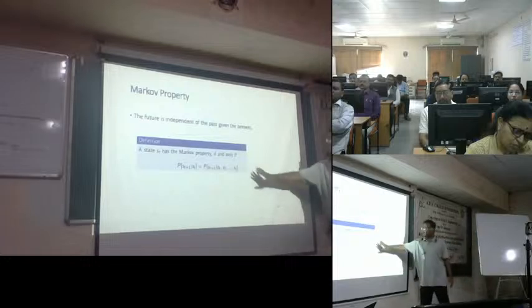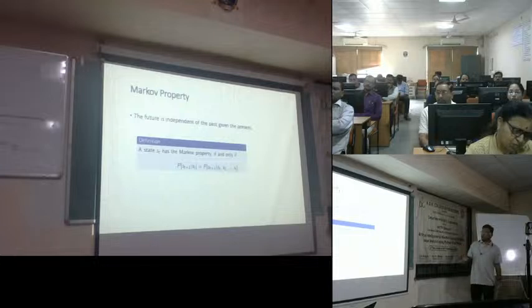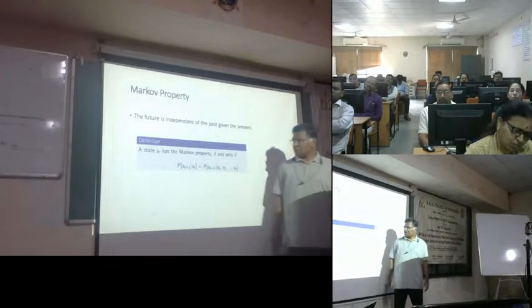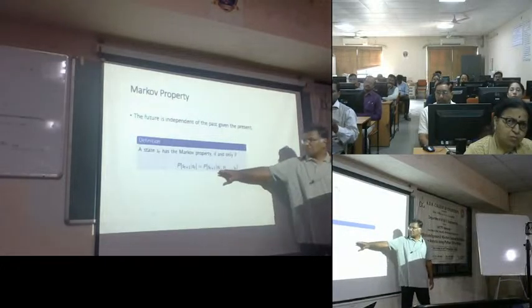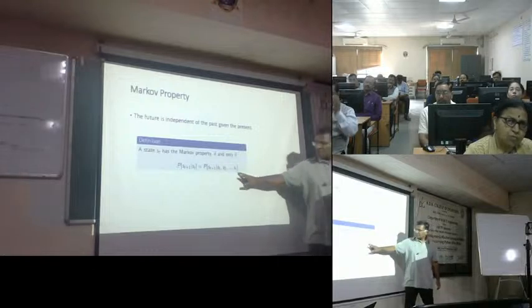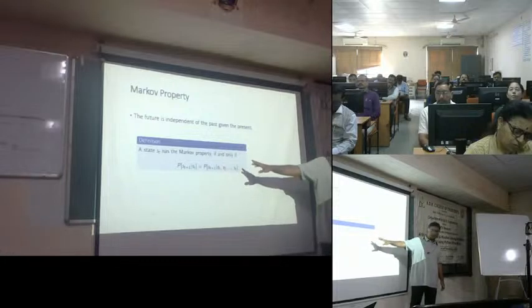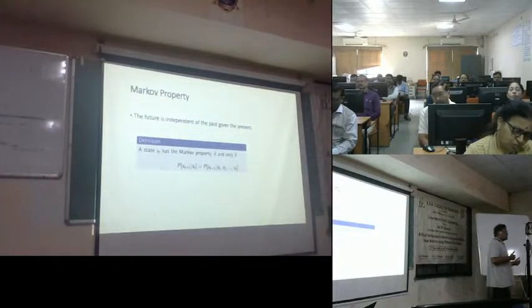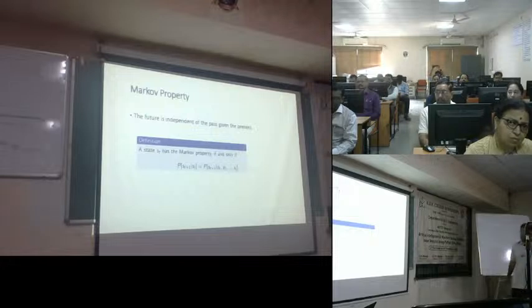And the Markov state has a property such that the probability of going to the next state depends on the current state. So whatever previous states you must have come through, it doesn't matter. What matters is only the current state. The probability of going to the next state, whatever the history, is only dependent on the current state. So that is the Markov property.